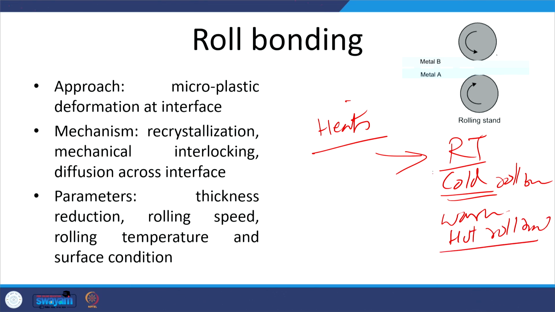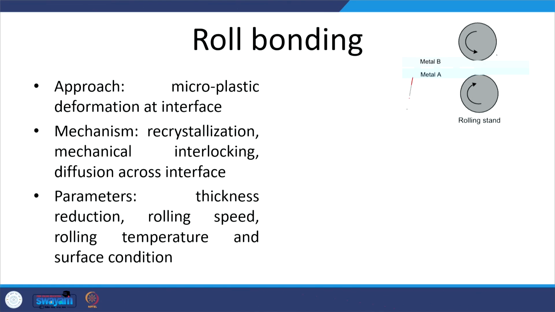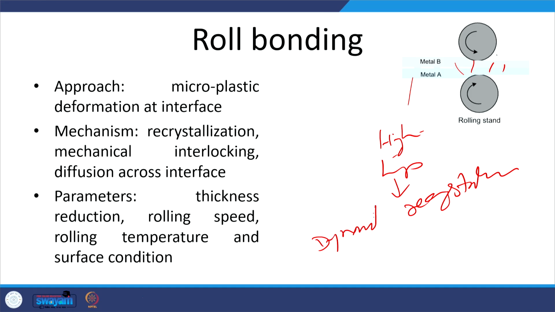Okay. So, this classification is based on the temperature at which the rolling is done. We know that when the rolling is done at a high temperature, the diffusion across the interface will be very fast, it will be very good. And the bond across the interface will be formed very quickly, due to fast recrystallization, we can say dynamic recrystallization, when the hot rolling is carried out.